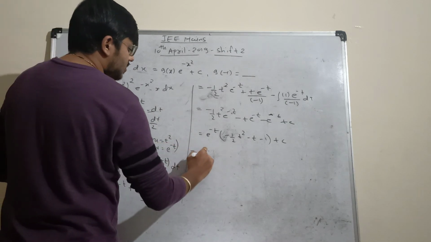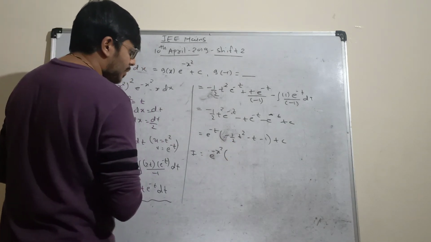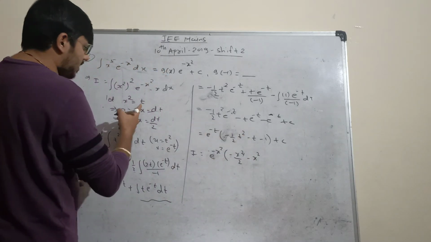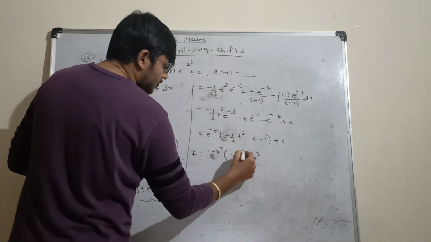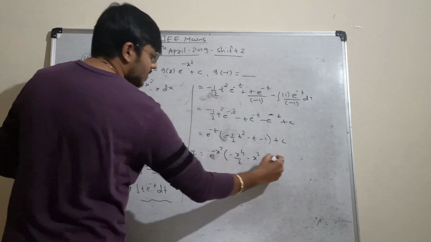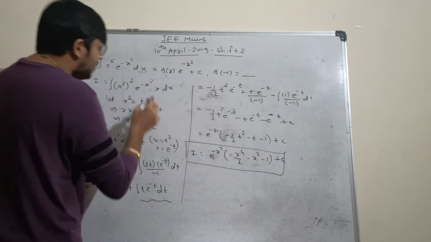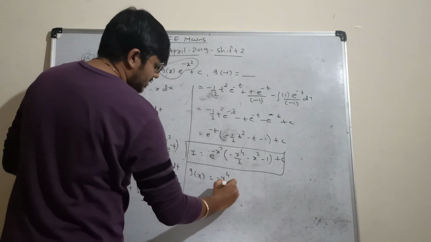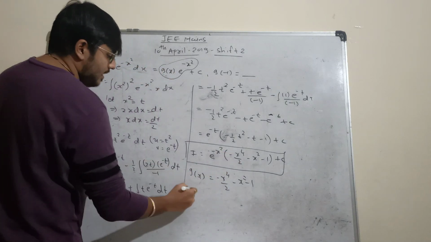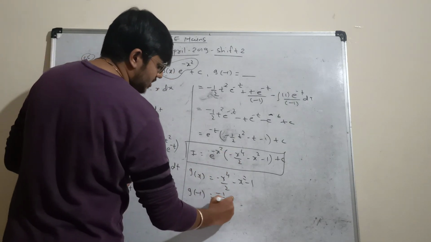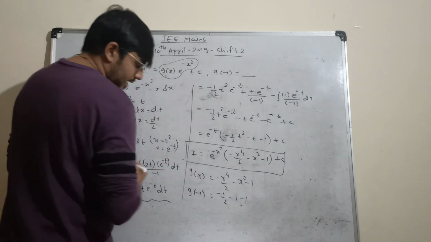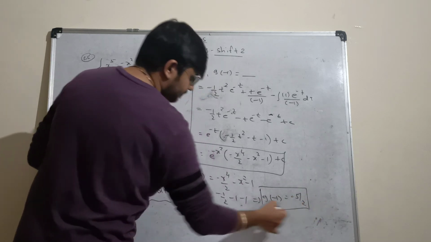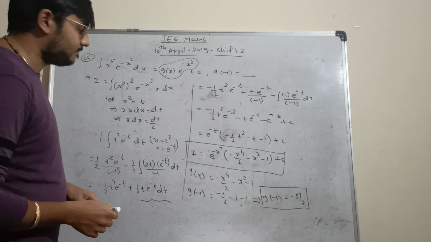And now let's put the values. So it's e raised to minus x square, minus x square by 2, minus, sorry, it's x raised to 4 because we took t as x square. So minus x raised to 4 by 2 minus x square and minus 1 plus c. And now if you compare this with this condition, so g of x will be what? Minus x raised to 4 by 2 minus x square minus 1. And now if I want to find out g of minus 1, which is minus 1 by 2 minus 1 minus 1, and your answer will be g of minus 1 as minus 5 by 2. This is your answer. Okay.